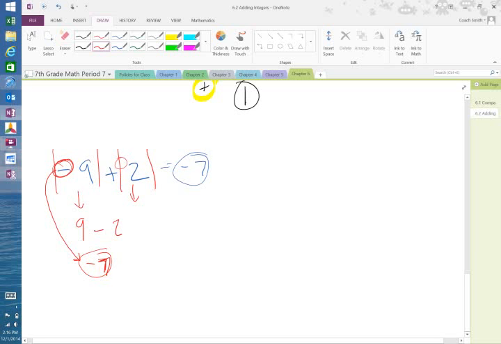Yes, we figured it out using the money instance, or you could do it also this way. I have 9 negative signs. I have 2 positive signs. Negative cancels a positive, negative cancels a positive, and that leaves me then with 7 negative signs. Okay?